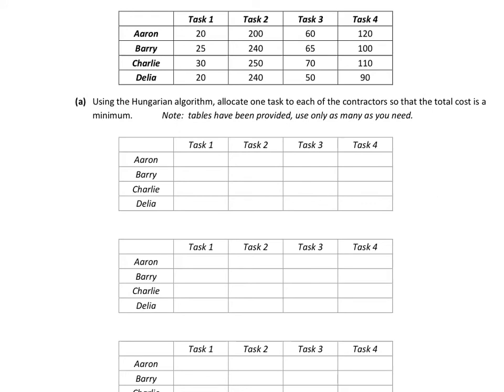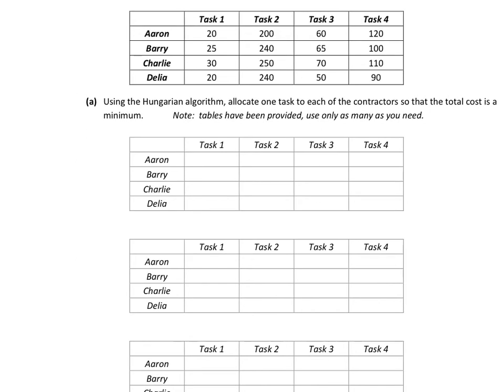Okay, so I have to use the Hungarian algorithm, so let's start by doing my row reduction. The smallest value in the first row there would be 20, so I'm going to subtract 20 from that row. The second one is 25. Third row, the smallest value is 30, and the fourth row, smallest value is 20. So when we do those subtractions, we end up with the following values in our table.